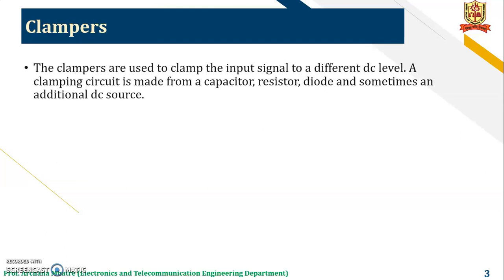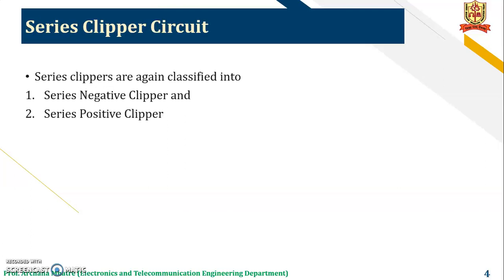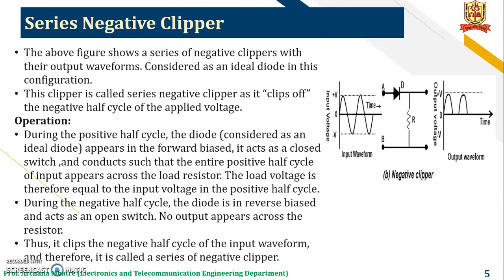Now clamper. The clampers are used to clamp the input signal to a different DC level. A clamping circuit is made from a capacitor, resistor, diode and sometimes an additional DC source. First we will see series clipper circuit. The series clipper circuit is again classified into two types. First is series negative clipper and series positive clipper.